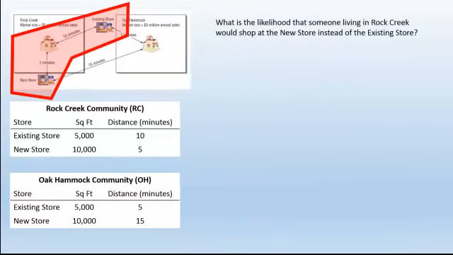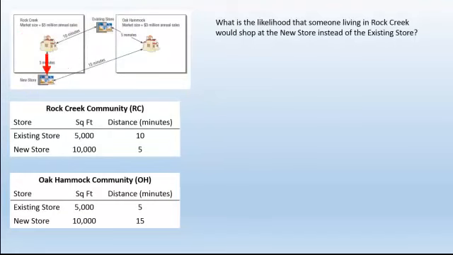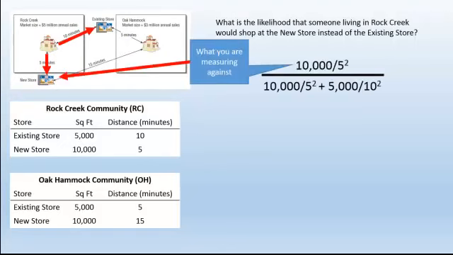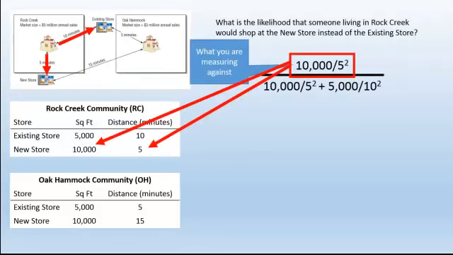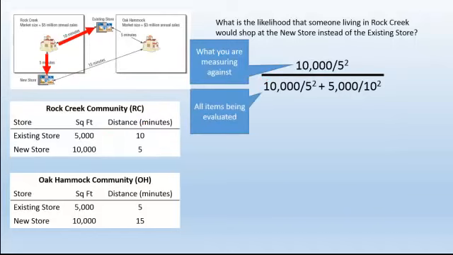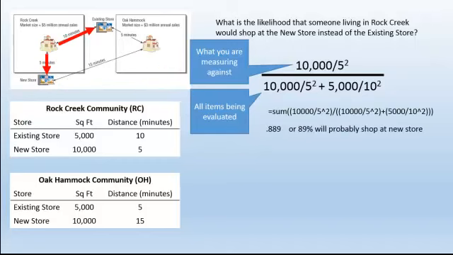So what is the likelihood that someone living in Rock Creek would shop at the new store instead of the existing store? Well, we're measuring against the new store, so we have 10,000 divided by 5 squared, and then we determine all of the items being evaluated, and we add those in, and our calculation is listed here. So the probability is that 89% of the people will shop at the new store.